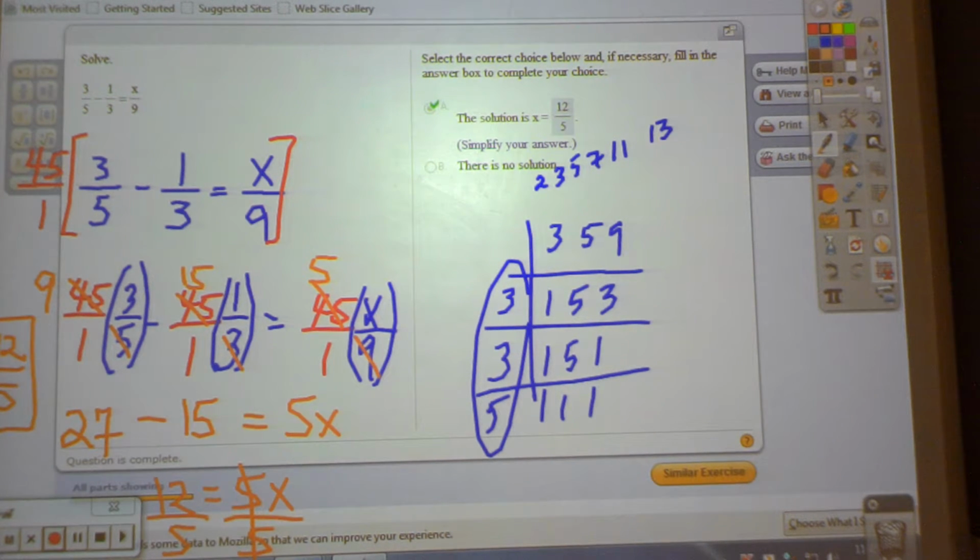Piece of cake once you get the fractions clear. And that's the whole point. That's what they're trying to teach you.